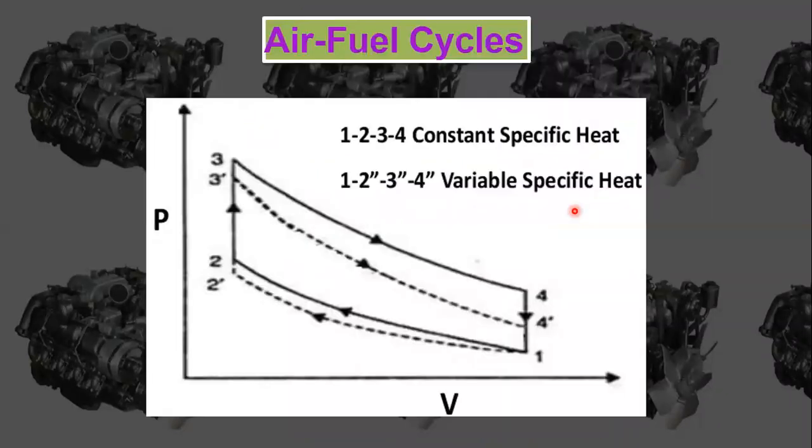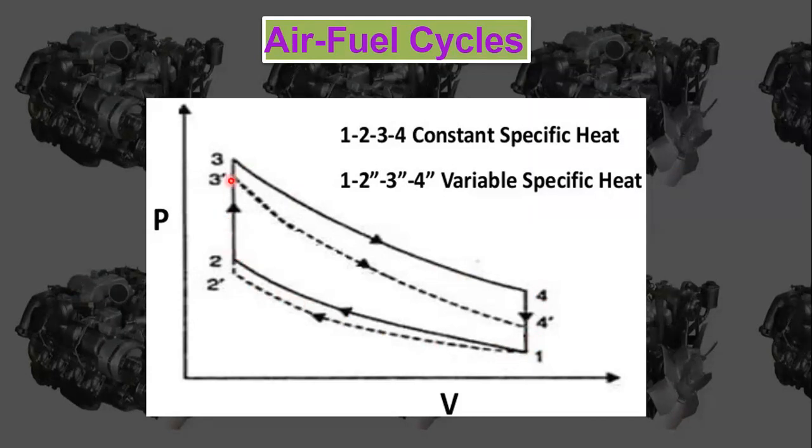Next, coming to the air fuel cycles. This is the main difference here we have. This is the air standard cycle, with the processes 1 to 2, 2 to 3, 3 to 4, and 4 to 1. These are at constant specific heats. If we have constant specific heats, that is a standard cycle, that is the process which we have seen till now.